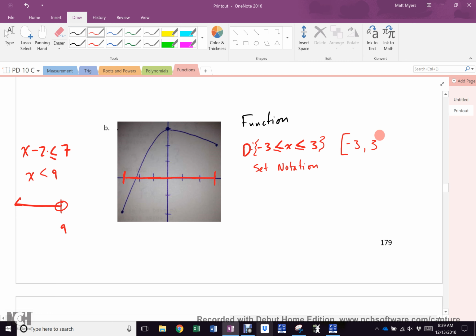Okay. Anyways, all right. Is this 3 included? So what kind of bracket? Hard bracket or square bracket, depending on what you want to call it. Actually, that's a bracket. That is a parenthesis. No. That's a bracket. That's parentheses. So really what I could say is bracket, -3, comma 3, bracket.